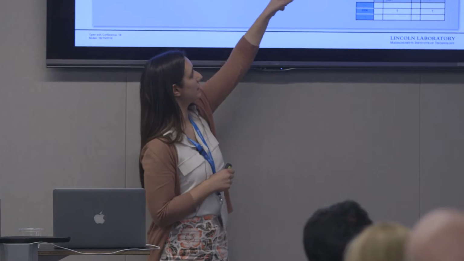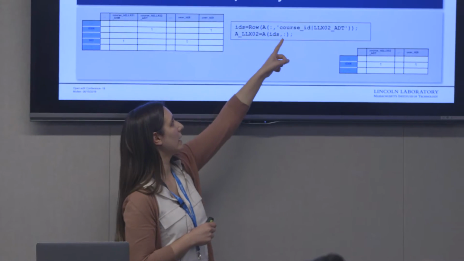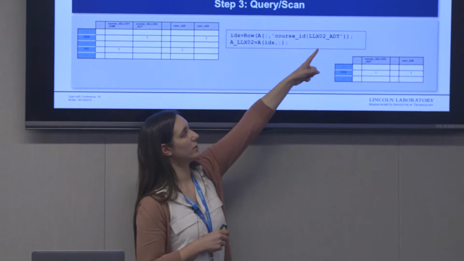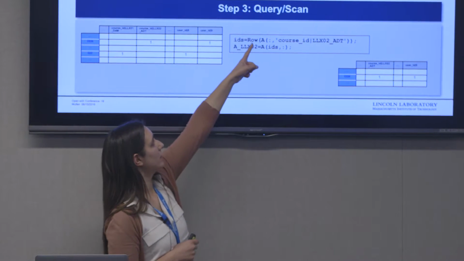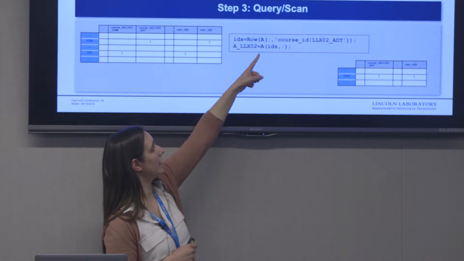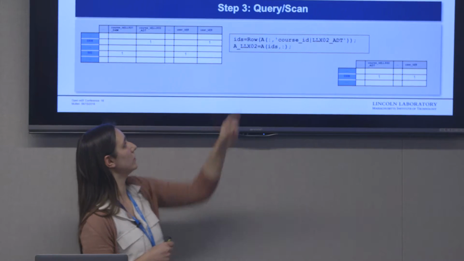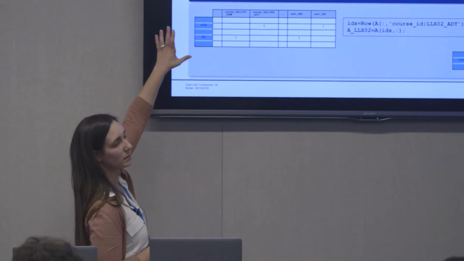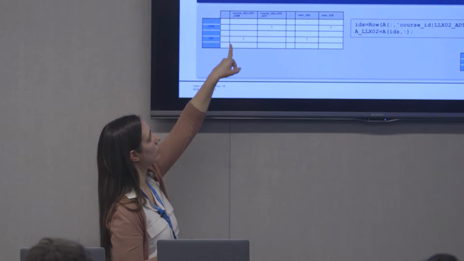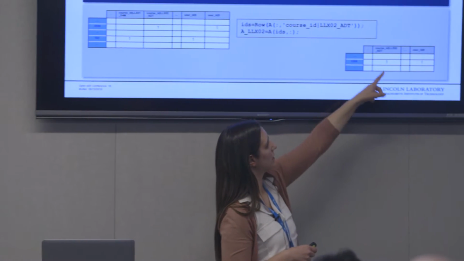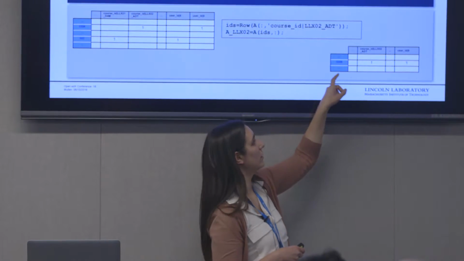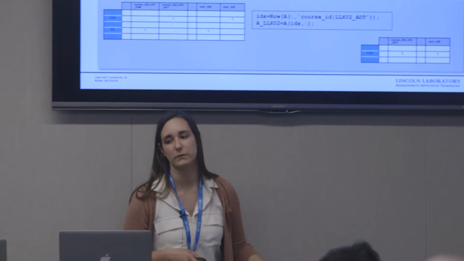Here I have an example of a query you might run, the one I just described, where you specify the course ID by indexing into A, which is an associative array. Give me all of the columns where the course ID is ADT, give me the row IDs stored in there, and then look in A, get me all those rows for those row IDs and store them here. That takes you from this logical representation where you have a couple different courses down to here, where you have just this Advanced Database Technologies course and all of the information associated with those events.